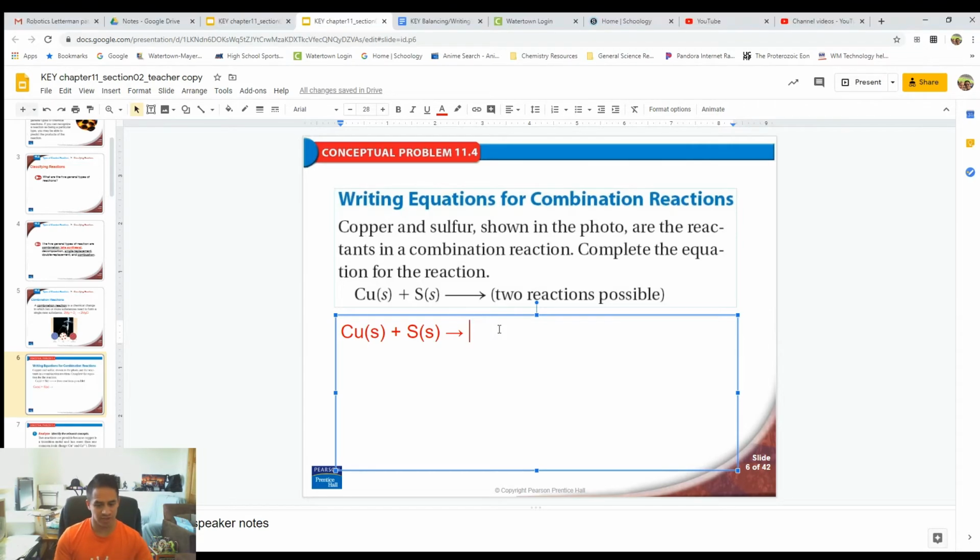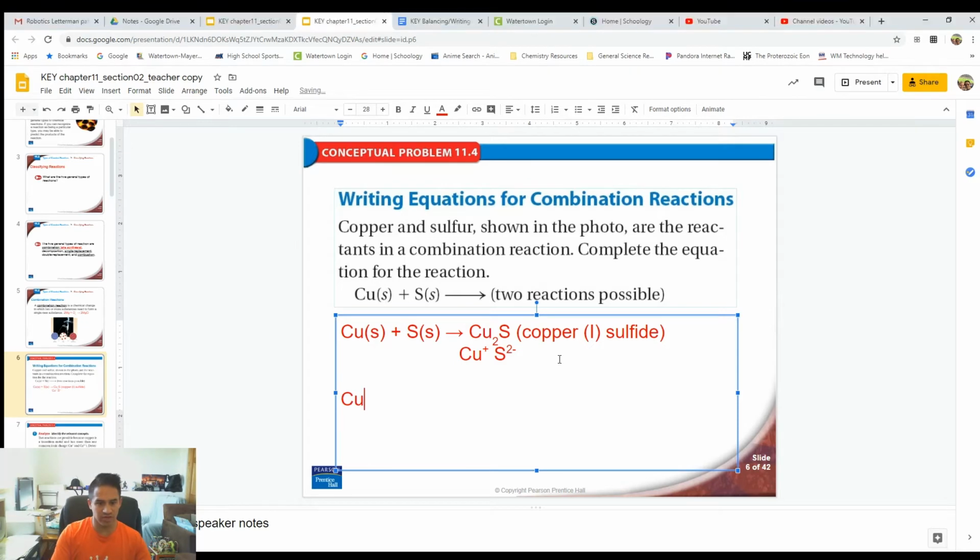So in the first reaction, we might have copper 1 sulfide, which would look like this. Okay, and the reason why it would look like this is because copper 1 sulfide, we have copper with a +1 charge bonding with sulfur, which is a 2- charge. So we need 2 copper ions to bond with this. Okay, so again, this is copper 1 sulfide. Okay, that could be one product.